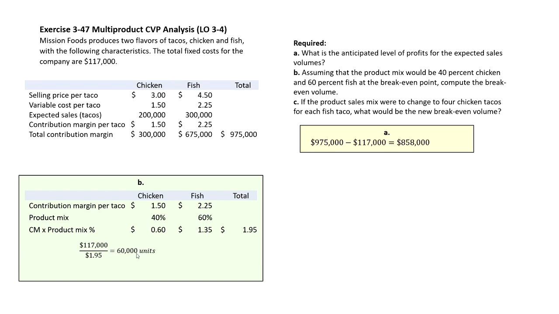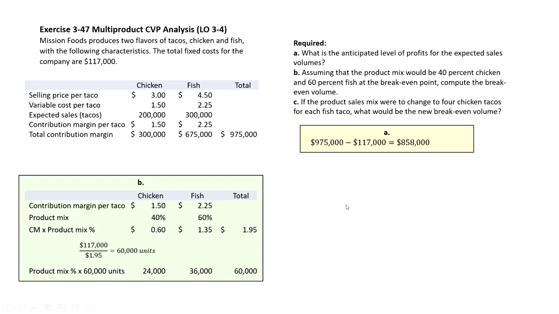Now that's nice, but I also want the detail. That's how many tacos overall, chicken versus fish. So all I have to do is multiply this times my product mix percentages. 60,000 units times 40% for chicken means I would need to sell 24,000 chicken tacos. 60% times 60,000 would mean I would need to sell 36,000 fish tacos in order to just break even collectively.